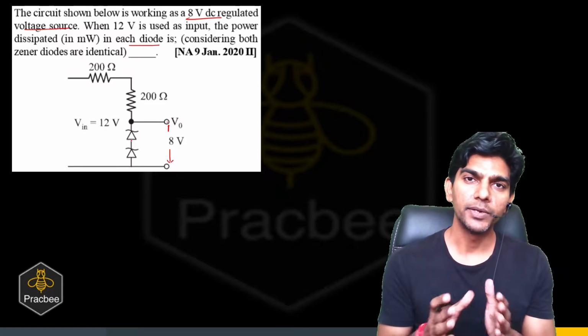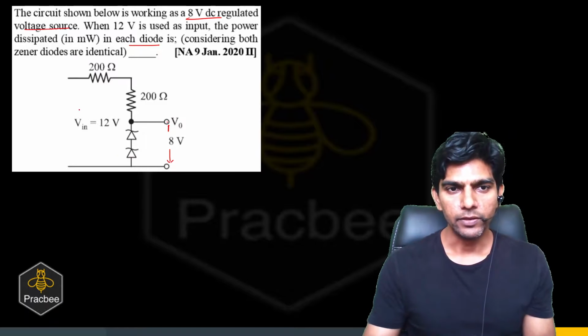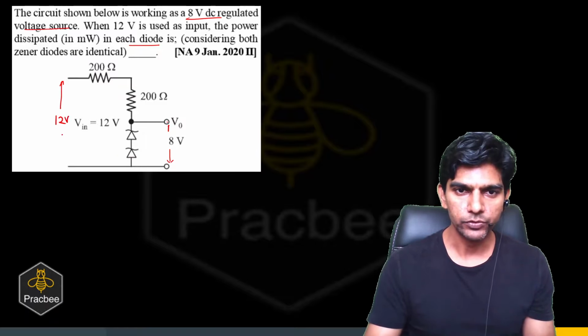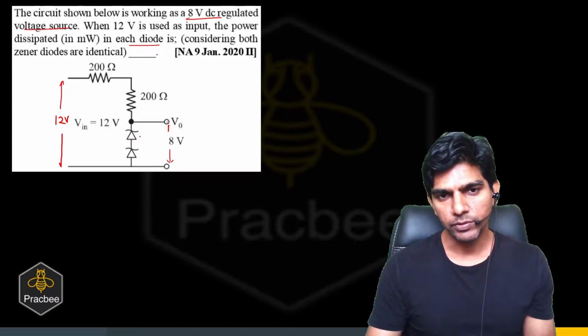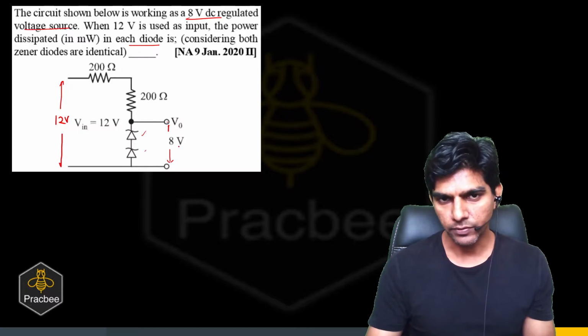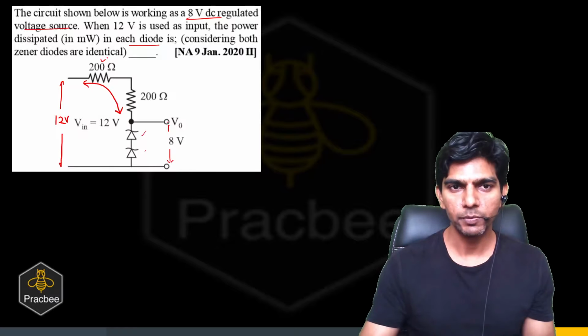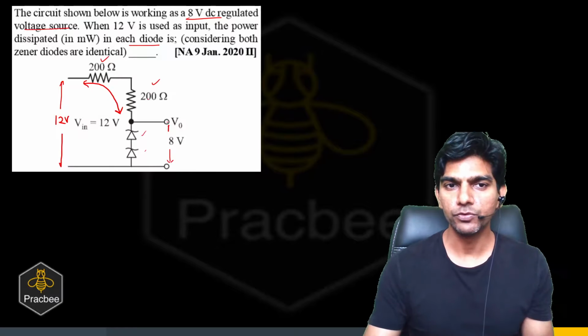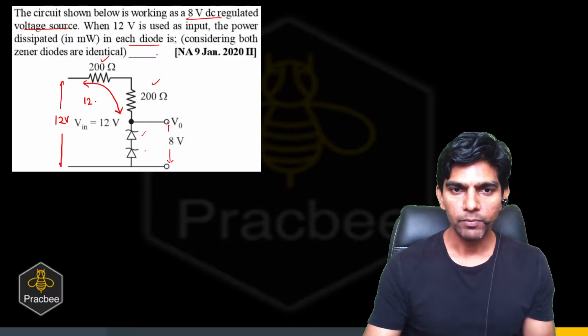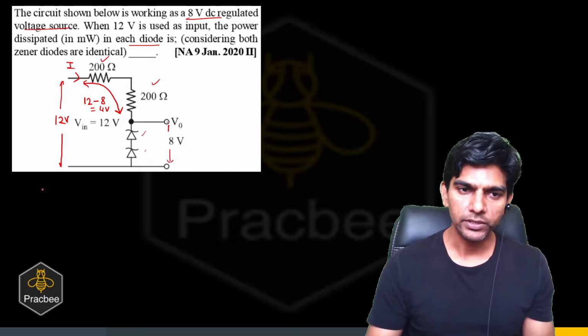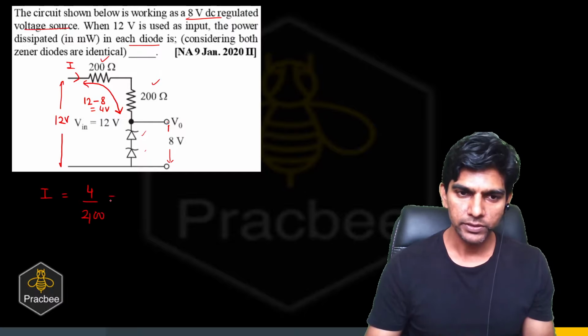So we have to find the power dissipation in each diode, and we have given input voltage as 12 volts. If the voltage drop across these two Zeners combined is 8 volt, then the potential drop across these input resistances, which are 200 plus 200 in series, so it will be 400 ohms, will be 12 minus 8, which is 4 volts. So the input current will be 4 divided by 400, which is 10 milliampere.